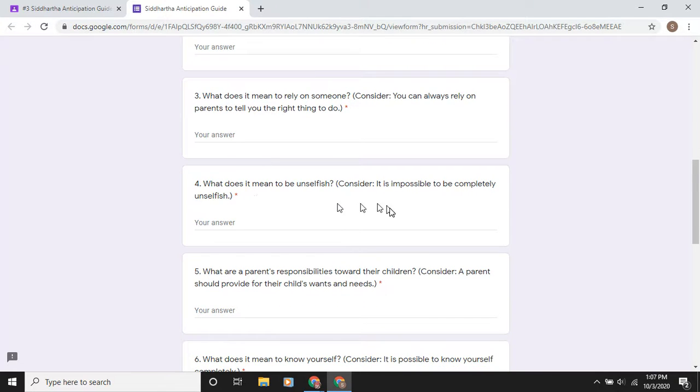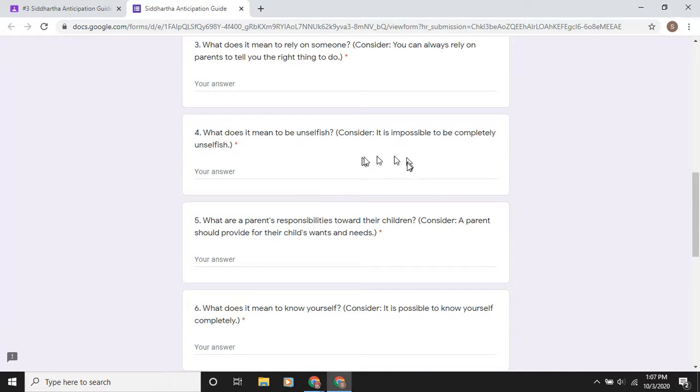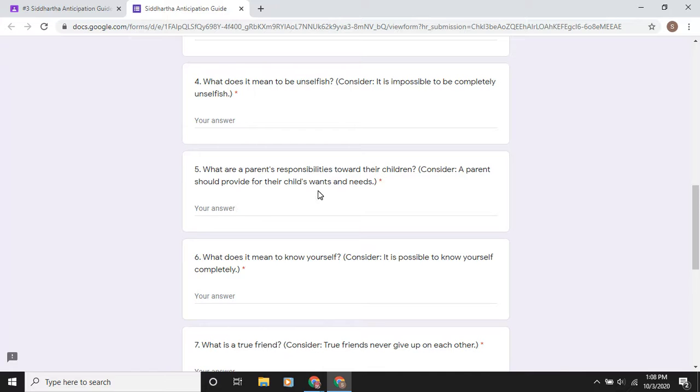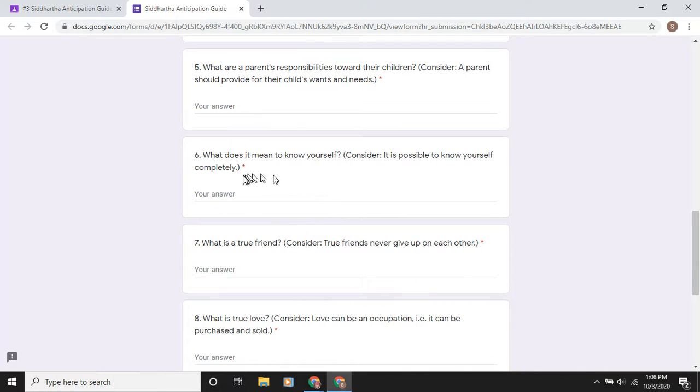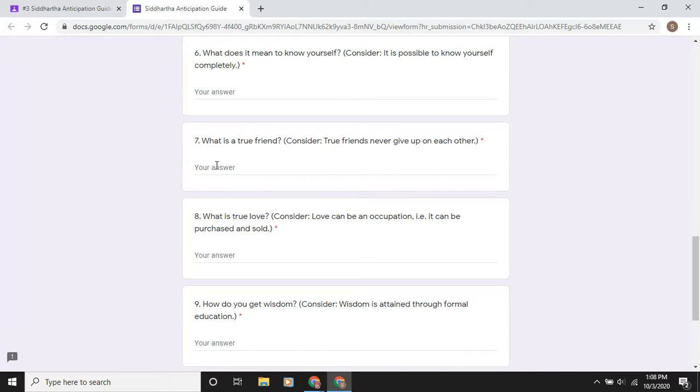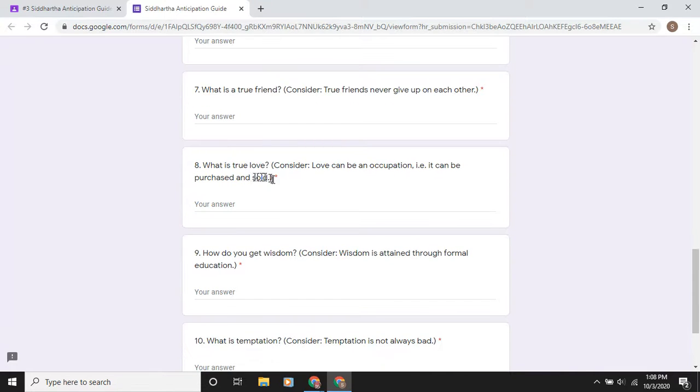Number 4, what does it mean to be unselfish? Consider it is impossible to be completely unselfish. Number 5, what are a parent's responsibilities toward their children? Consider a parent should provide for their child's wants and needs. Number 6, what does it mean to know yourself? Consider it is possible to know yourself completely. 7, what is a true friend? Consider true friends never give up on each other. Number 8, what is true love?